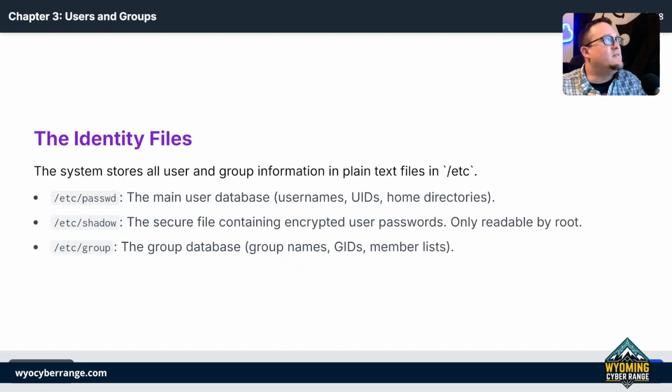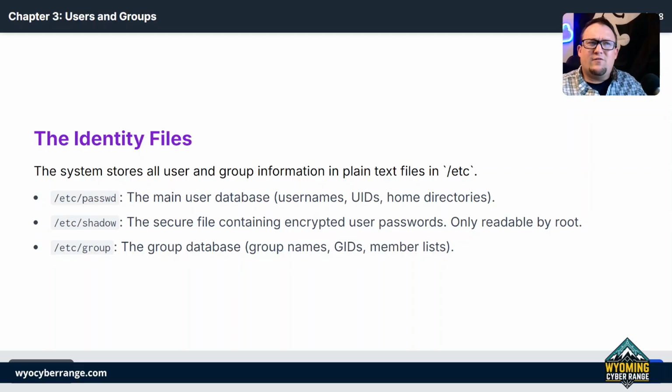Now, how does a system know what users and groups exist? Well, all of the information will be stored in these three different files. The main user database is called the password file, passwd. If you look at the file in /etc/passwd, you can see all the users.